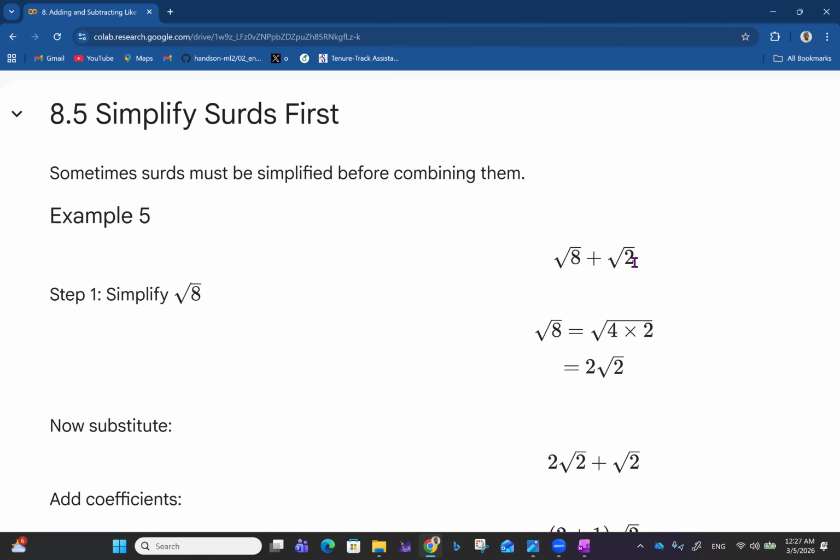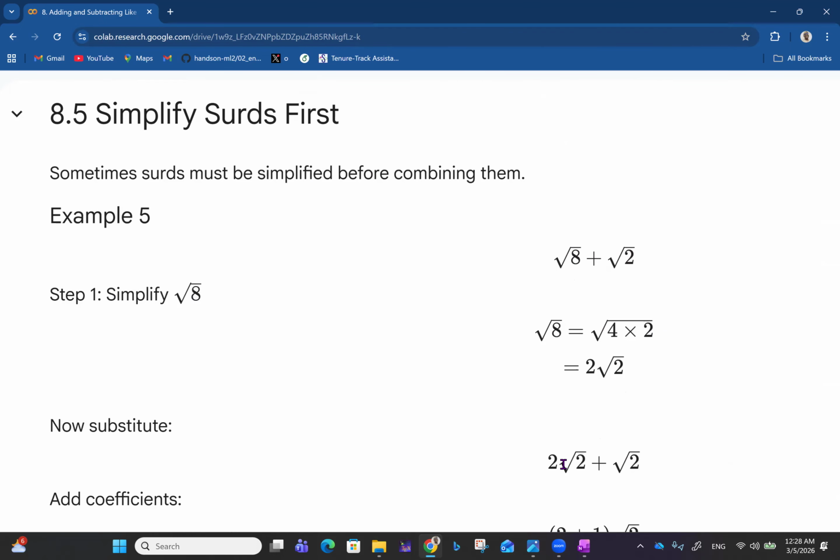So imagine you have root 8 plus root 2. Clearly, it doesn't look like you can add the two together. But of course, 8 is looking like a number you can break down further. So for instance, if you simplify it, root 8 is the same thing as root 4 times 2. And root 4 is 2, root 2 remains root 2. So root 8 now is 2 root 2.